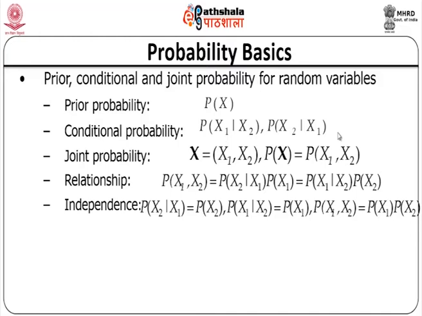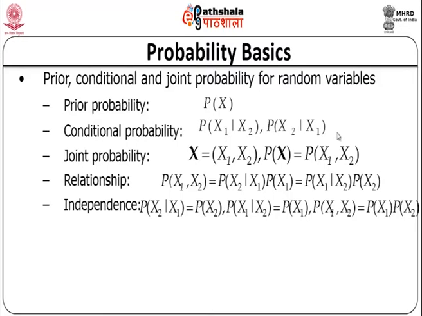Then conditional probability is: given that x2 has occurred, what is the probability of x1, or given that x1 has occurred, what is the probability of x2. So, that is conditional probability. Now, you have joint probability. What is the probability of x1 and x2 occurring?